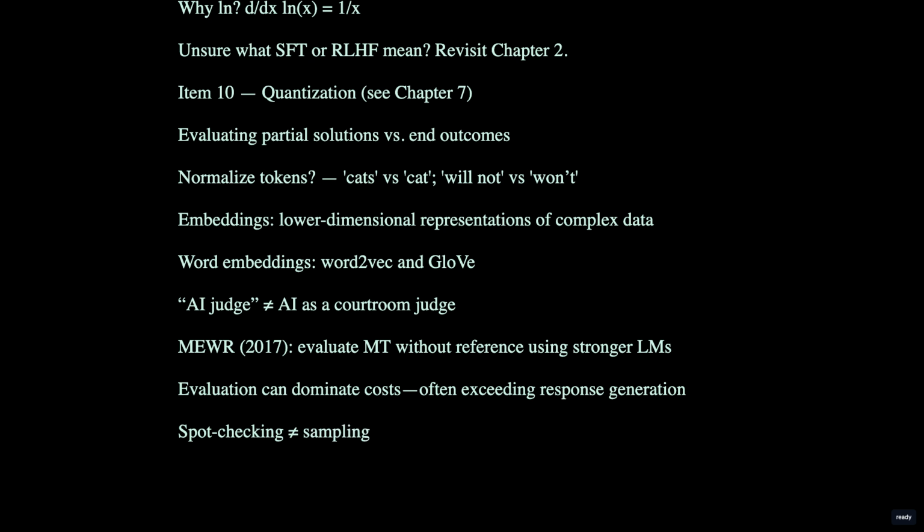Spot checking means eyeballing a few items for obvious problems. It's quick and informal, but can miss systematic issues and won't give reliable rates. Sampling uses a defined method to choose items so you can make statistical inferences and quantify uncertainty. Use sampling when you need trustworthy estimates.